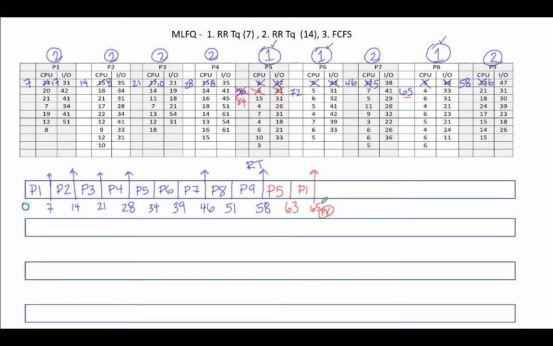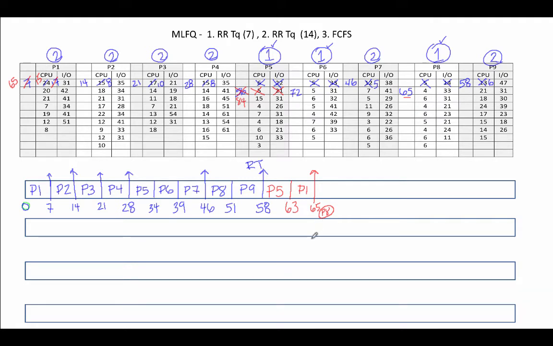So at time 65, P1 is going to go back into the ready queue. It's not going to get to go out to I/O. It's going to remain a level 2 though. It's not going to get downgraded, but it's going to have a new arrival time in the ready queue, which is time 65, and it's going to still have 15 time units left of its original CPU burst.